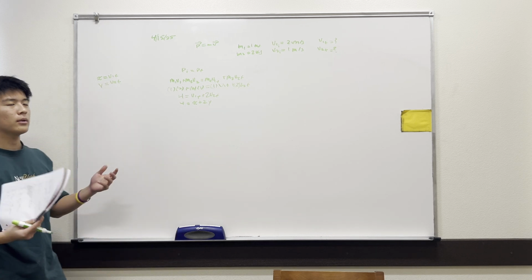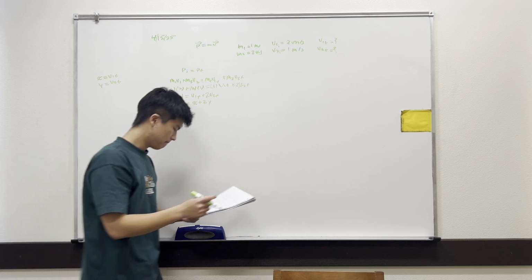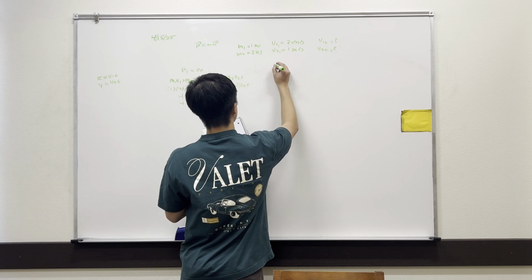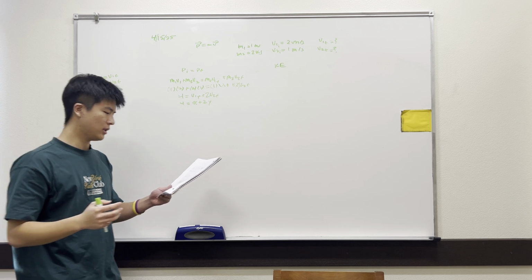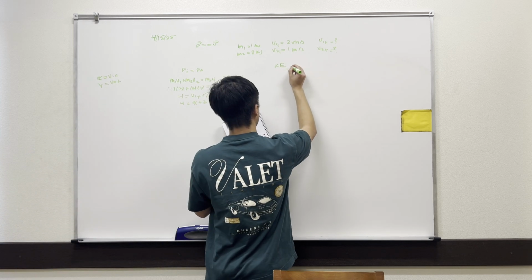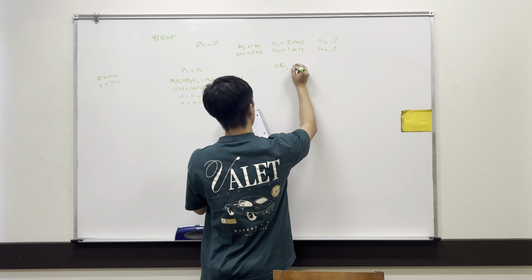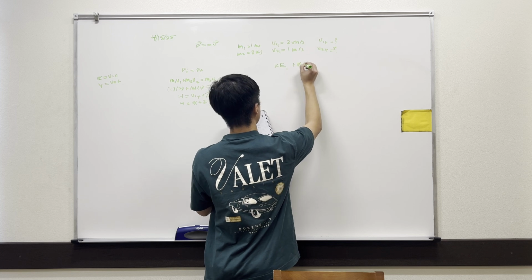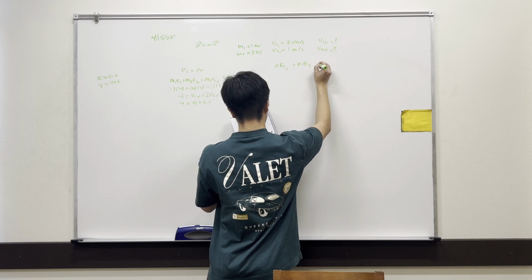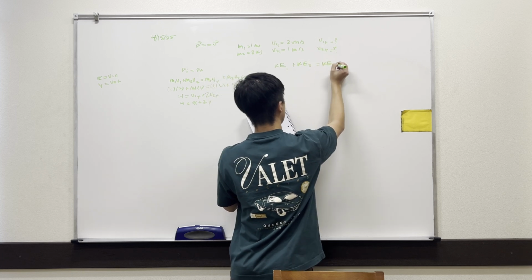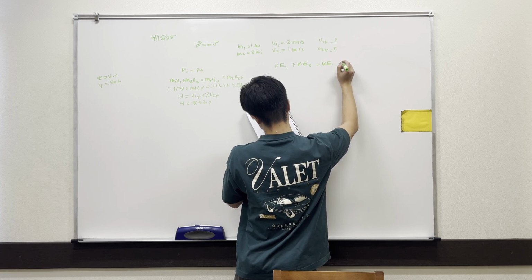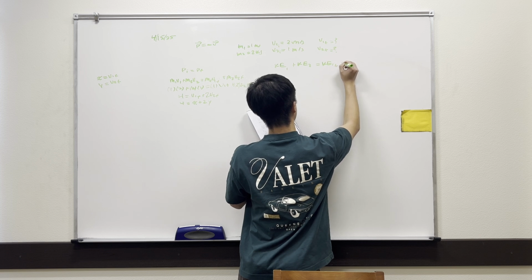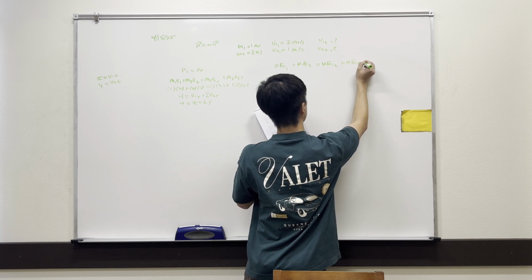And so we know that energy is conserved. Kinetic energy is conserved because the cars are moving and there's no potential energy. So KE1 plus KE2 equals KE1 final plus KE2 final.